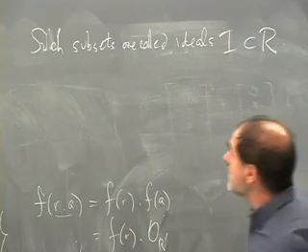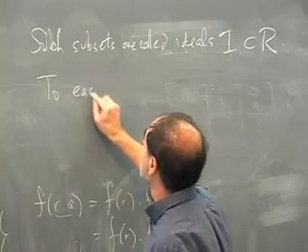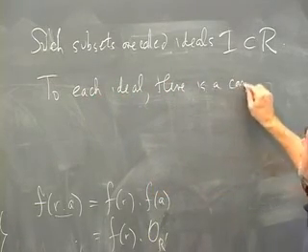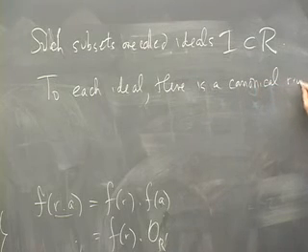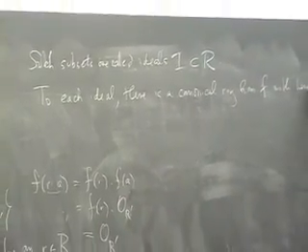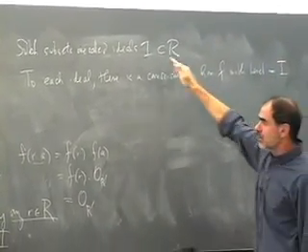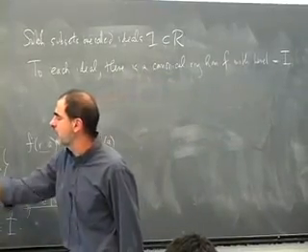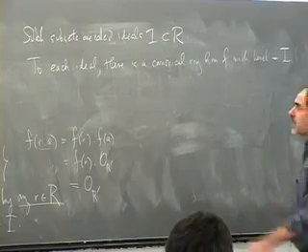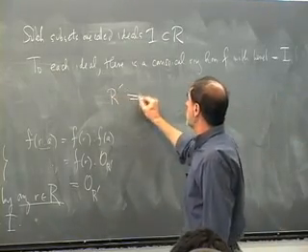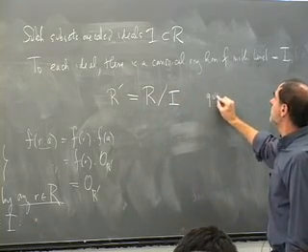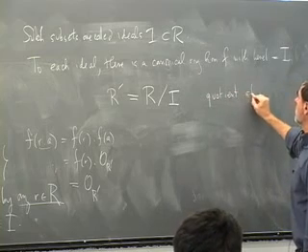And I noted last time that to each ideal, there is a canonical ring homomorphism F with kernel equal to I. So the ideals, these subsets closed under multiplication from the ring, are exactly the kernels of ring homomorphisms. And you do that by letting R prime be the set of cosets of I. After all, it's a subgroup, so it's the quotient group, quotient abelian group.